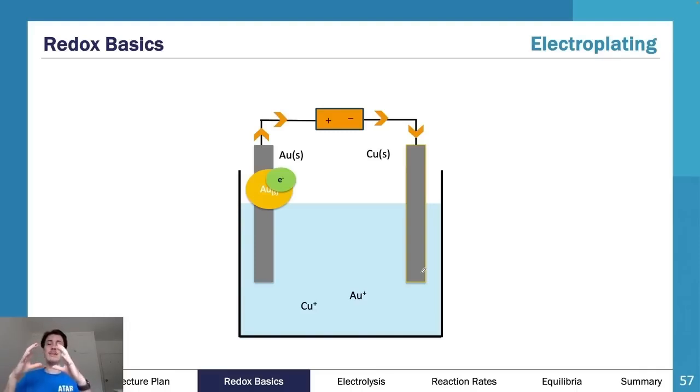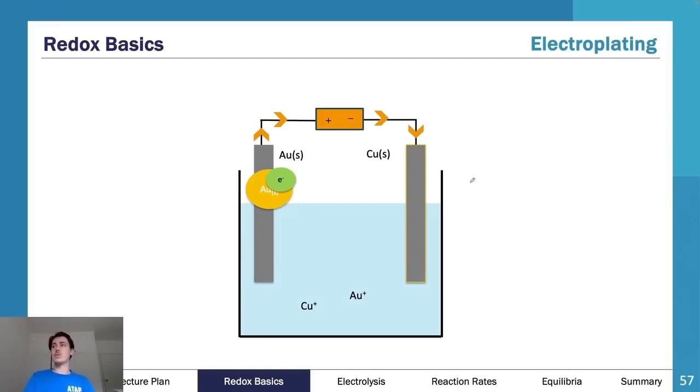is the idea that if you take an object, such as a spoon, and you want to put a thin layer of silver over the top of it to make it look like a fancy spoon, you can put it in a solution, apply a battery, and then you can sort of suck what you want out of that solution onto that spoon. Now, this is essentially what it looks like.